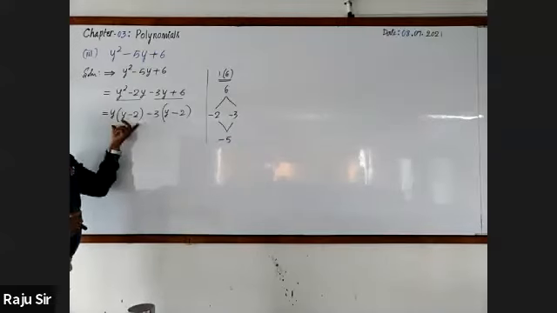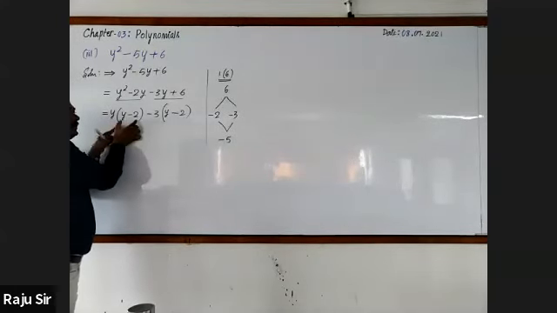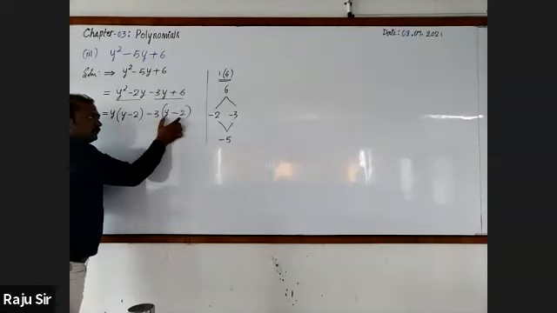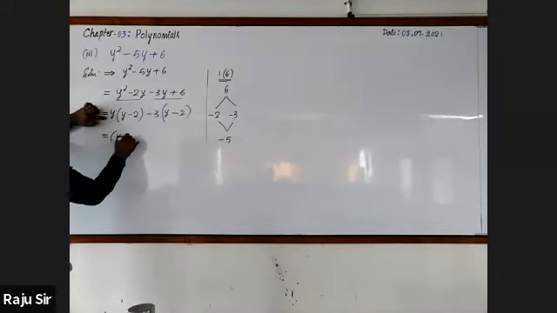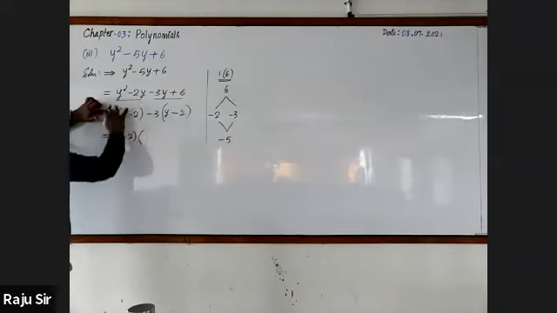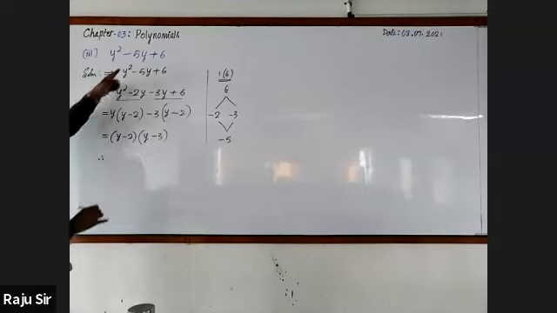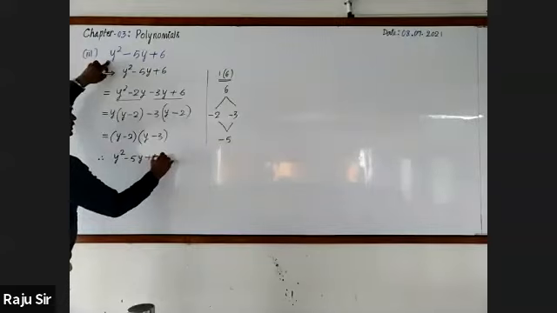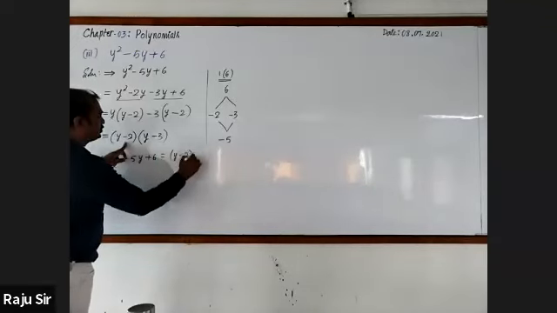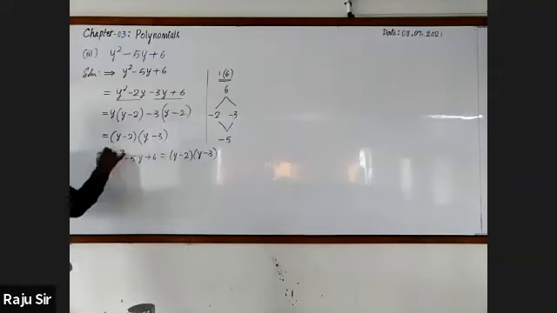And one more thing you can notice is that the same term will also come here. Here is y -2, here is also y -2. So which is the common factor? Right, y -2 is the common factor, and the remaining terms are y and -3. So this is the factorization of the given polynomial. Therefore, y square -5y plus 6 is y -2 into y -3.